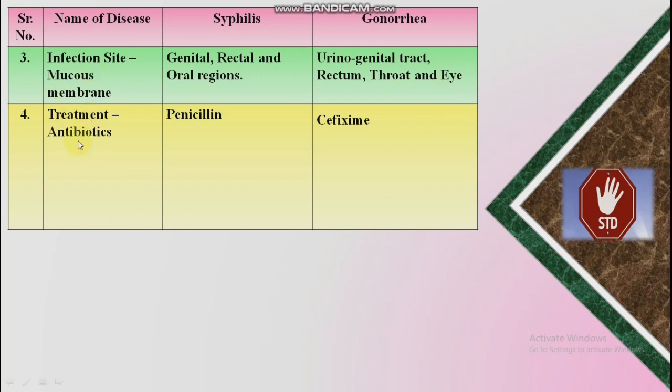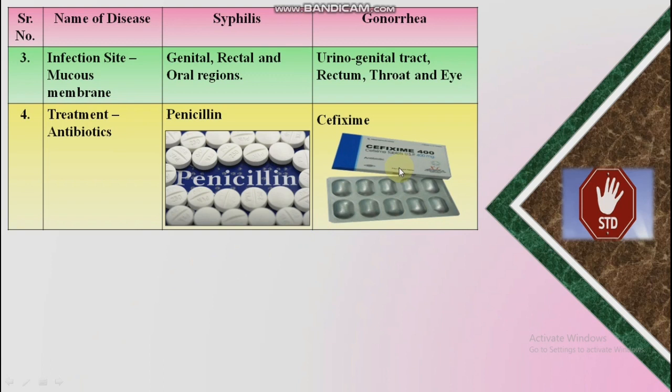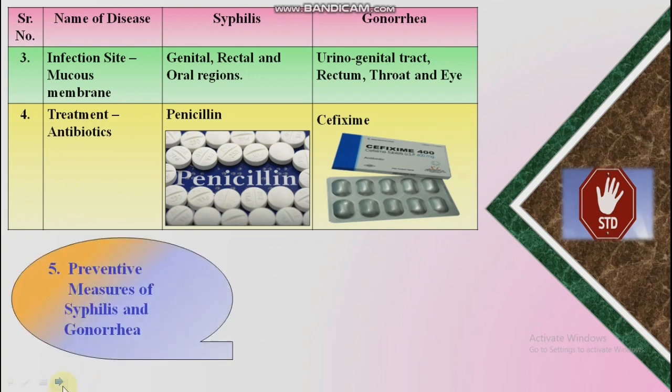Treatment is generally with antibiotics, which are tablets. See here, penicillin in the case of syphilis, and in the case of gonorrhea, cefixime. These are the tablets used as treatment which cure these sexually transmitted diseases. But we always know that prevention is better than treatment. So which are the preventive measures? We already discussed in the previous slides the symptoms in men, symptoms in women, then treatment and then preventive measures.